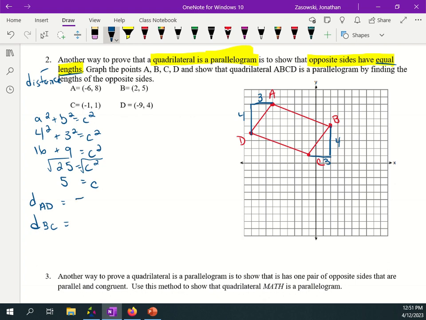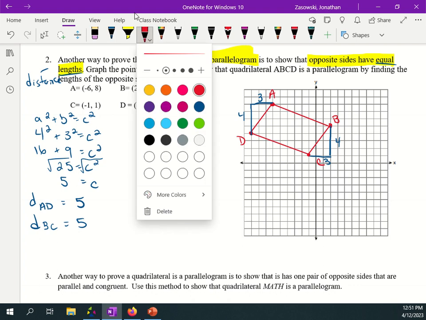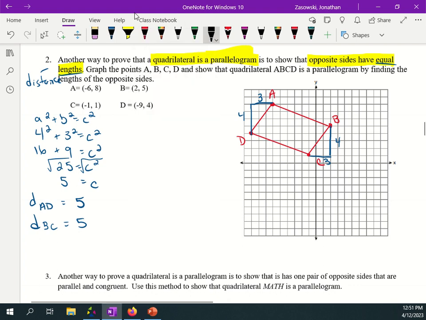They're 5, because that's what we got when we did the Pythagorean theorem. So after you do the work, you're going to tell me what the distance is. You're going to actually say it. Does that make sense? We okay with that? Pythagorean theorem, calculate the distance, and then we actually say what the distance of those two sides is. We're going to do the same thing for the other two sides.